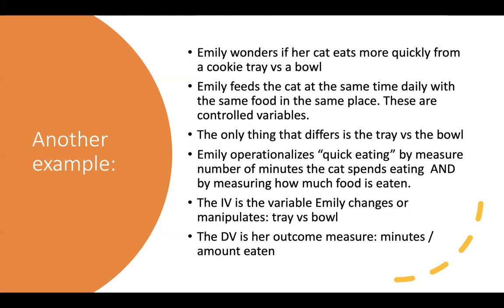Okay, I'll say it one more time just to be more clear. You operationalize your construct so that you know what you're measuring. So the operational definition of eats more quickly equals minutes eaten and amount eaten. That's the operational definition of quick eating. The independent variable is the variable Emily changes, which is it a tray or is it a bowl? The dependent variable is how quickly did the cat eat, as operationalized by number of minutes and amount eaten.